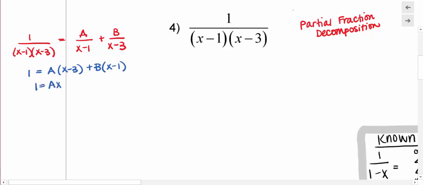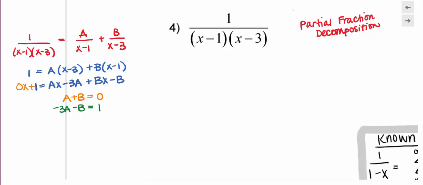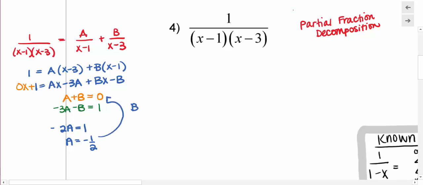I will distribute that because I will equate the coefficients. That's the method for these that I think will go the quickest. So I have a plus b, those are my x's, and those need to add to 0 because I have 0x on the left. And then my constants are negative 3a minus b, and those should add to 1. And so what I see now, adding down, is negative 2a is 1, so a is negative 1/2. And so if I put that back in, b is positive 1/2.